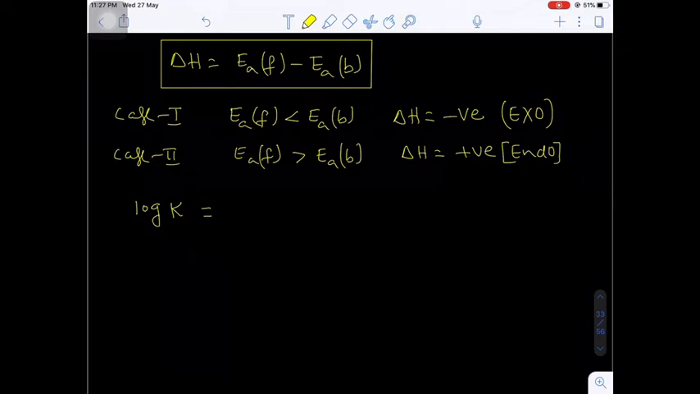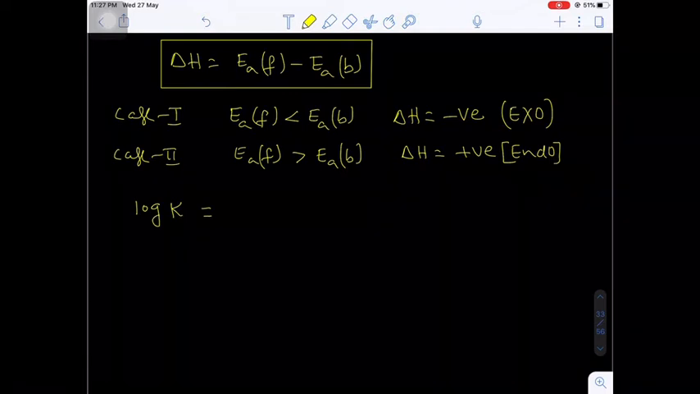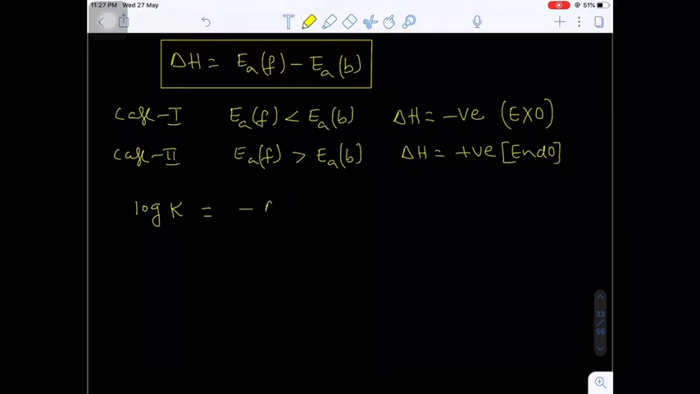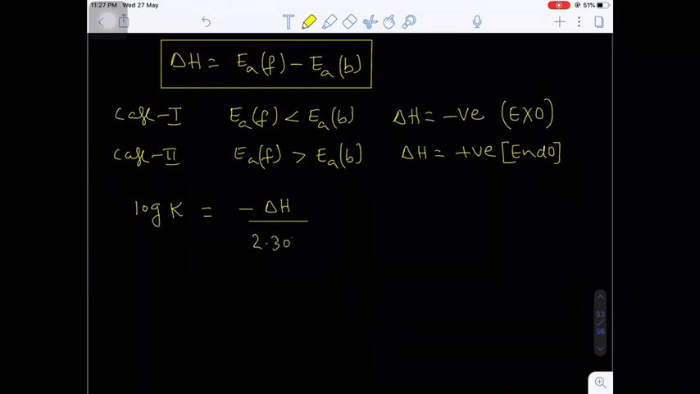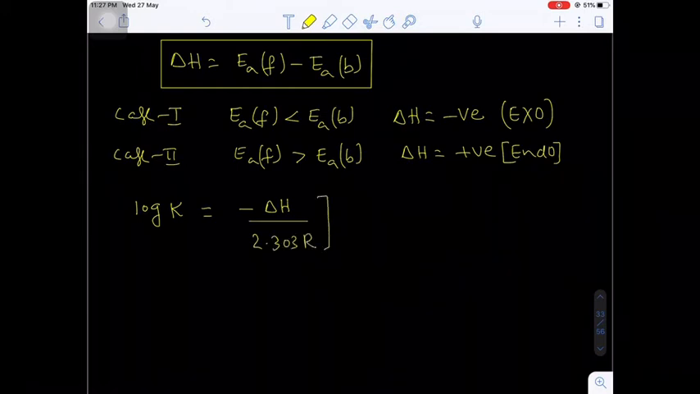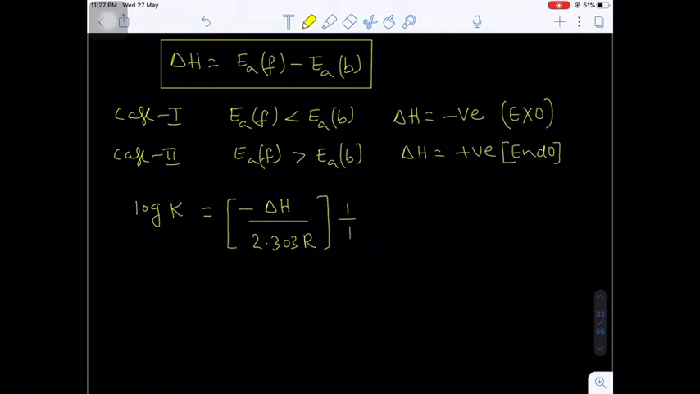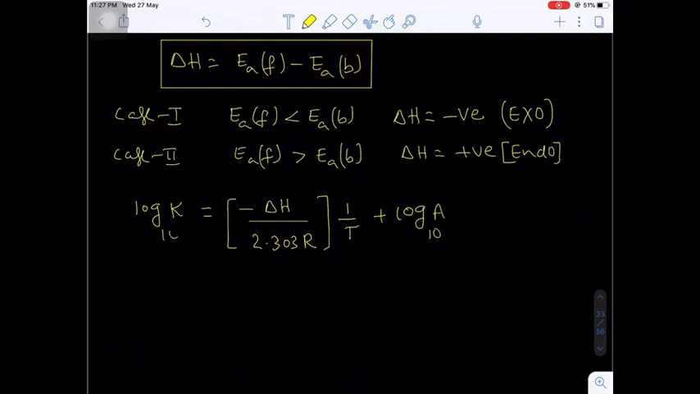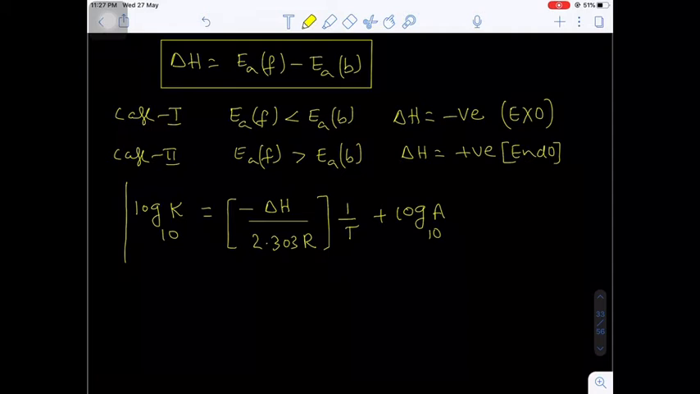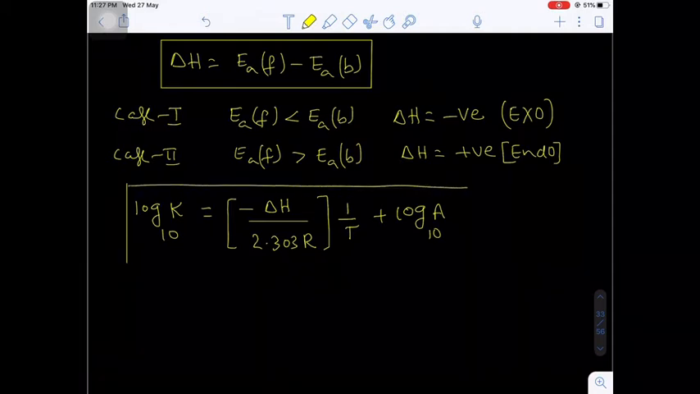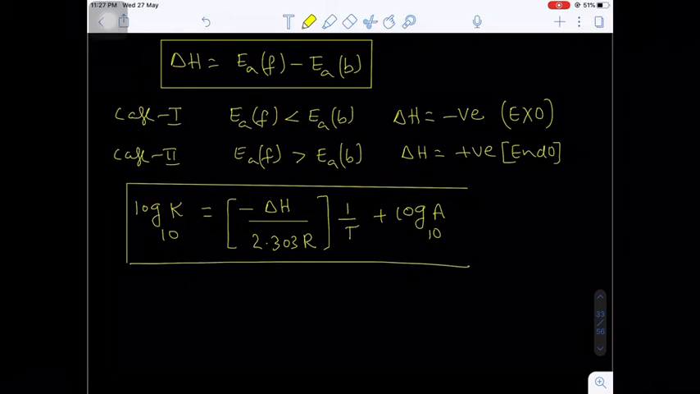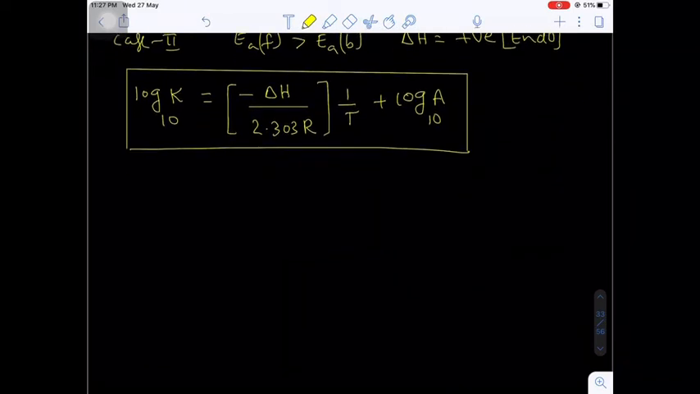Now here, log K is equal to, or ln. Okay, I am taking log K. Log K is equal to minus delta H divided by 2.303 capital R multiplied by 1 by T plus log A. This is the base 10. This expression we already know. From the Arrhenius equation we derive this expression in terms of ln, that is log to the base e, and in terms of log to the base 10.